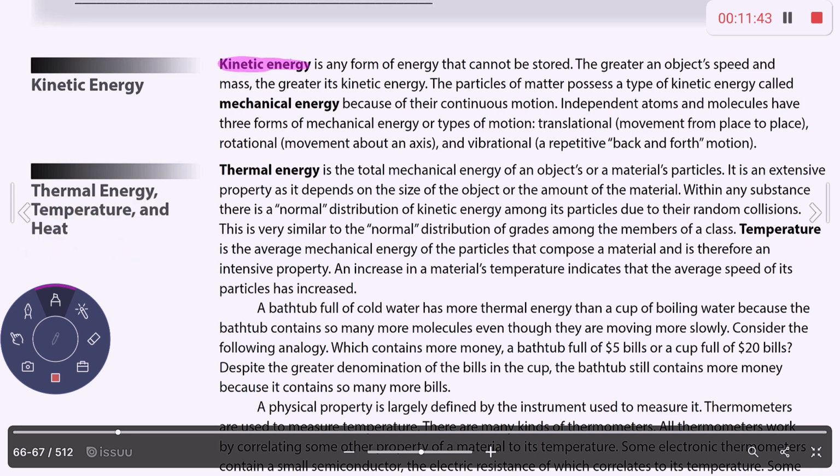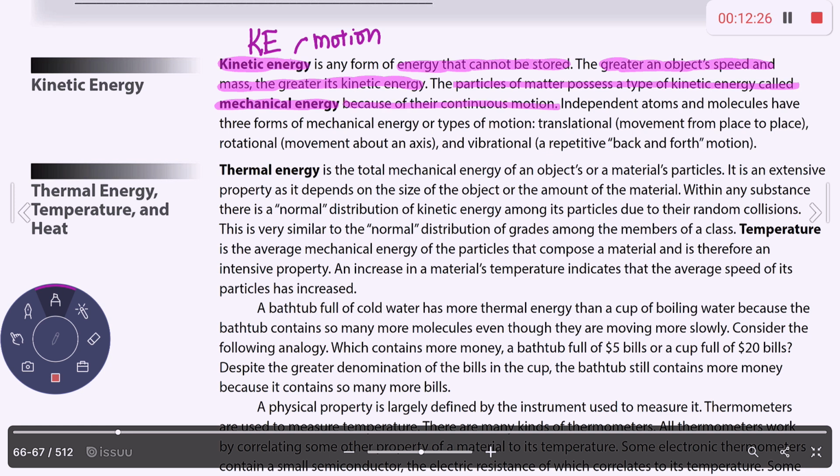Kinetic energy, which is usually abbreviated as KE, is energy that isn't stored. This has to do with energy of motion. So if you're running down the street, or we've got molecules moving all over the place, or gas particles colliding with the surface of their container, that's kinetic energy. And the greater the speed, so the faster you're running or the faster the molecules are moving, the greater their kinetic energy. And kinetic energy that the particles have is usually called mechanical energy because they're constantly moving.